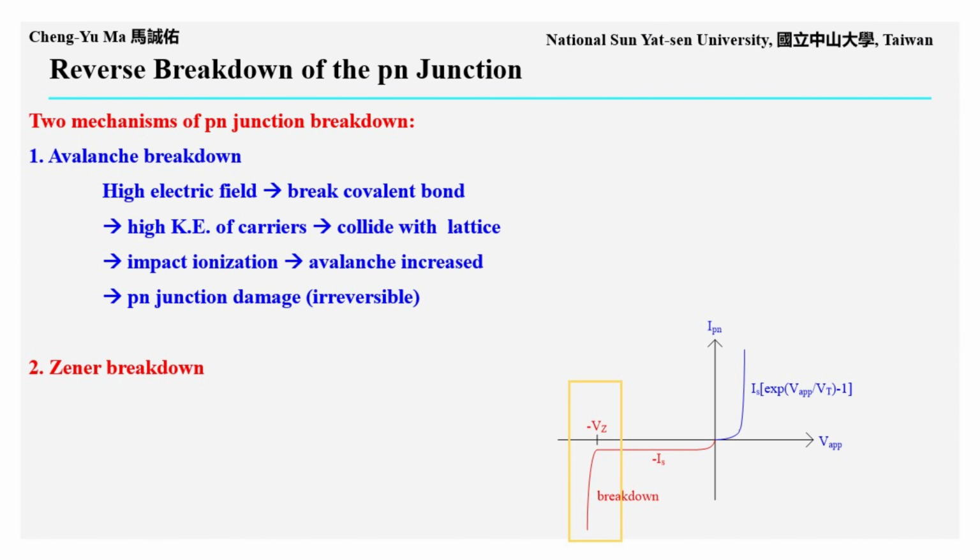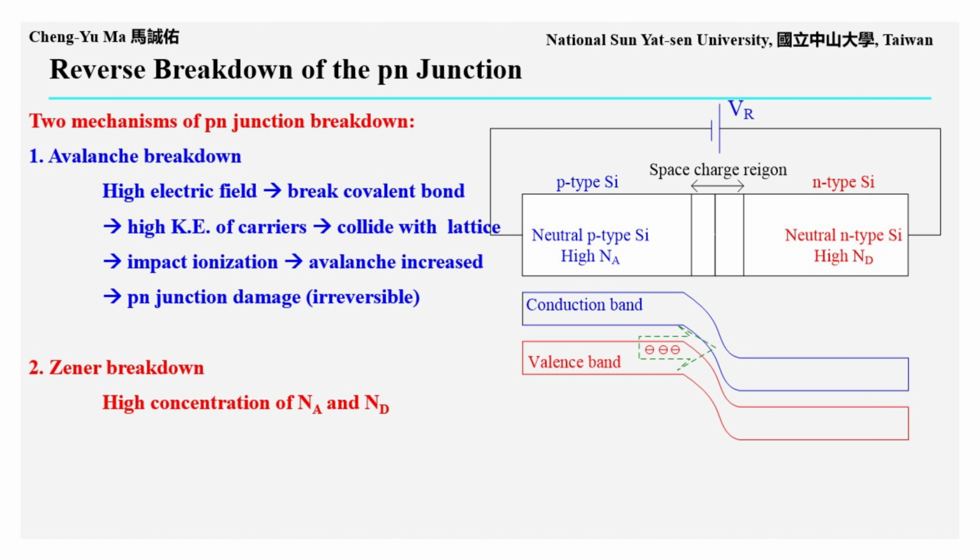Besides avalanche breakdown, there is another mechanism that can increase reverse current. This is called Zener breakdown. Zener breakdown does not occur in every p-n junction. It mainly occurs when the doping concentrations on both sides of the p-n junction are very high, meaning that the acceptor concentration Na in the p-type semiconductor and the donor concentration Nd in the n-type semiconductor are both very high. When the doping concentration is high, as introduced in the previous section, the width of the space charge region becomes very narrow. At this time, the energy band diagram of the p-n junction is shown in the figure on the right.